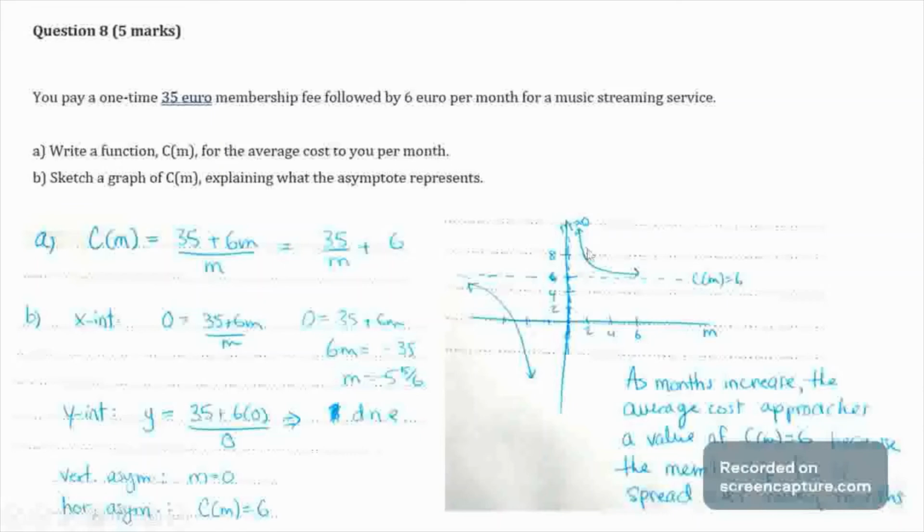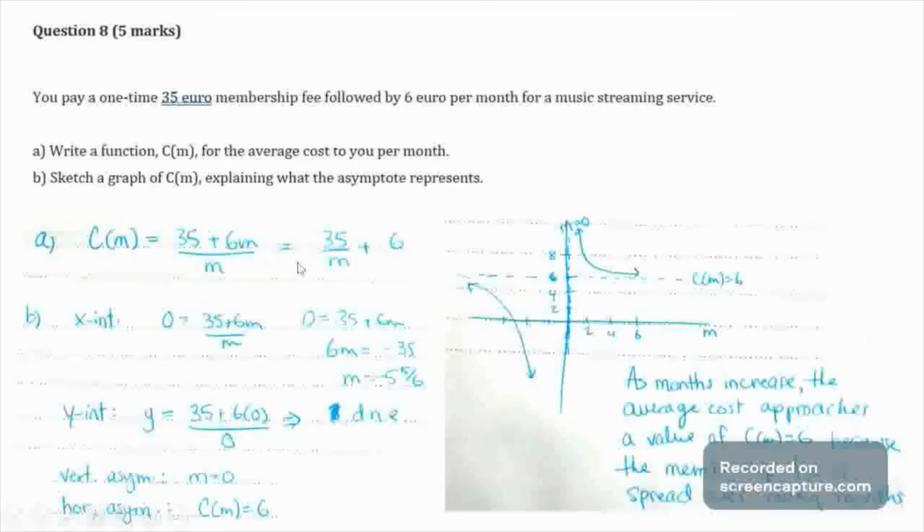But basically, we can see the average cost per month is approaching 6. It will never get there, but it's approaching it over time. Because as you have more months with this service, that 35 euro initial fee will be spread out. You can think of it being spread out over the many months. So that 35 in month 1 is a big part of what you pay. But later on, it's a smaller part. So your average cost is close to 6 with that monthly fee.